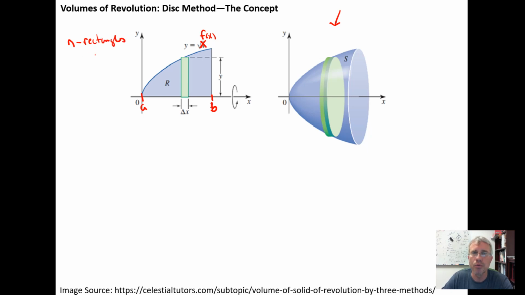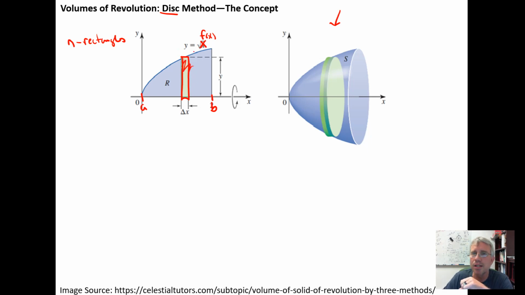We're going to revolve the n rectangles around the x-axis, add up the volumes of the resulting disks to approximate the area. So here's the representative rectangle. We just do one rectangle to represent the n rectangles that we'll be breaking the region into.